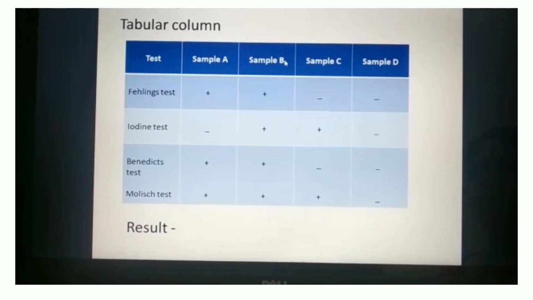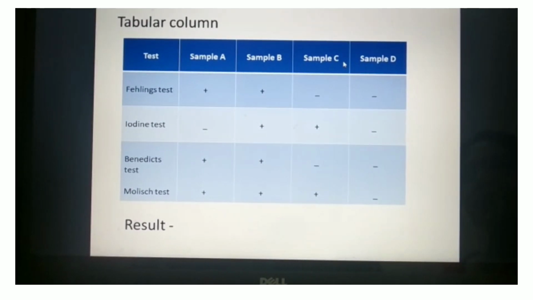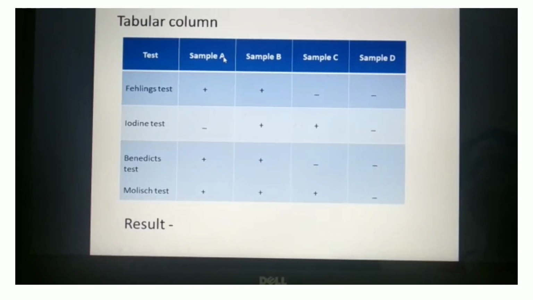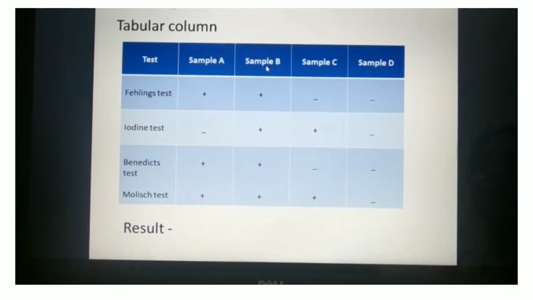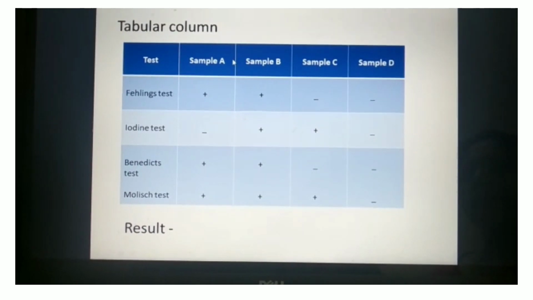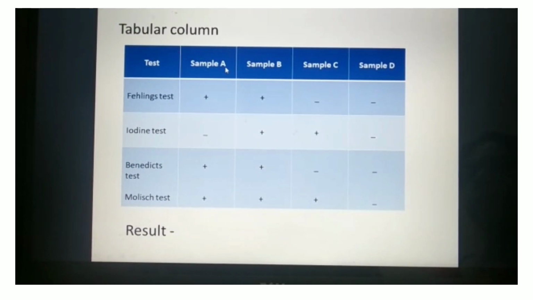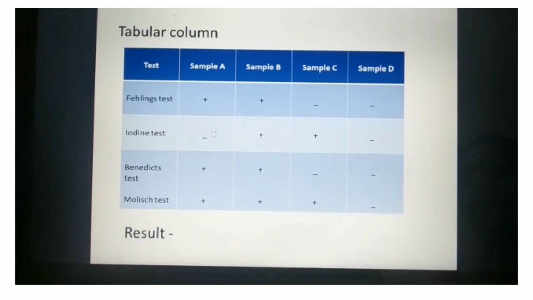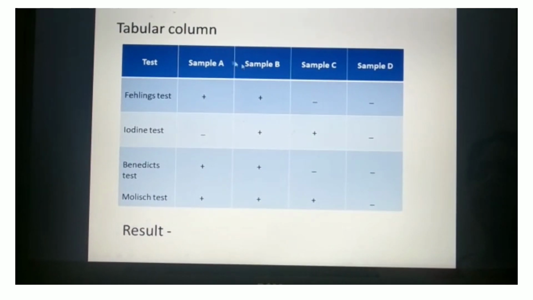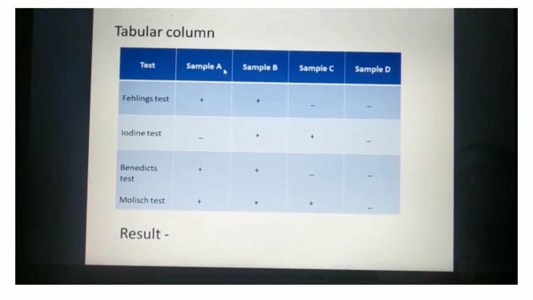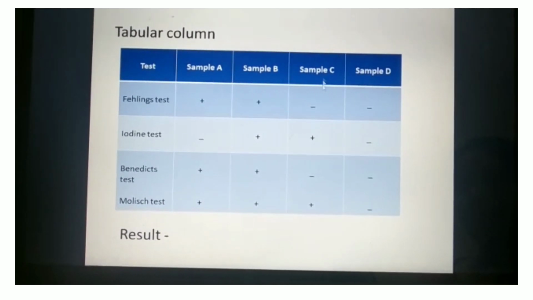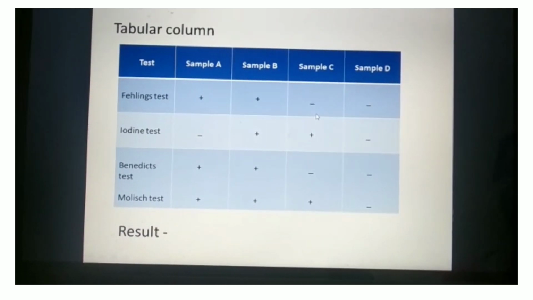Sometimes they might give you 2 samples for the exam or 3 samples. So you have to write sample A, B, C and D. If they have given you 2 samples, then take 2 test tubes and label them as sample A and B and conduct all the 4 tests. If 3 samples are given, then you can take 3 test tubes, label them as A, B, C and conduct all the tests.